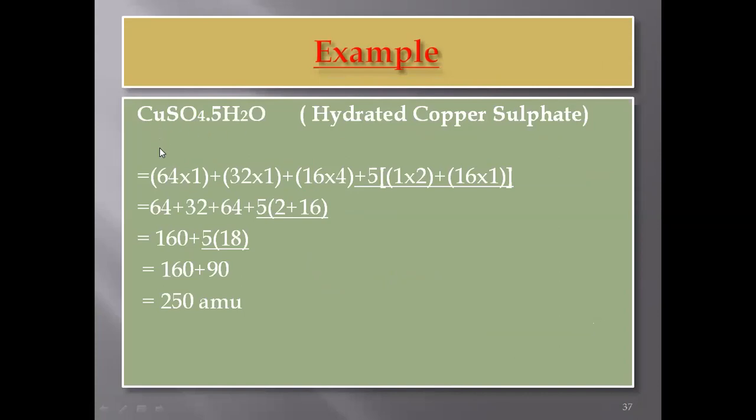First of all, put the mass of copper, that is 64, multiplied by its number of atoms, plus next is sulfur. Put the mass of sulfur 32, multiplied by its number of atoms, which is 1. So we will multiply it with 1. Plus next item is oxygen. You will put the mass of oxygen, that is 16, multiplied by its number of atoms, which is 4. Then this dot means plus sign, because you have to add up the masses of all the atoms which are present in this compound. So this dot is converted into a plus sign. Plus 5, and put the mass of hydrogen 1 into 2, and mass of oxygen 16 into 1.